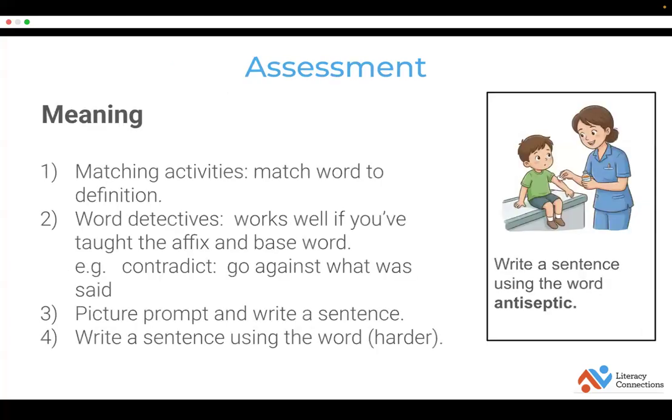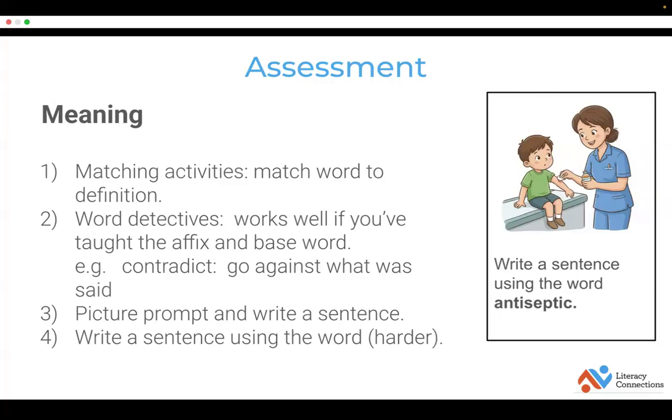And then a meaning assessment. These are similar exercises that would be within your lesson. So can you match a word to a definition? You can also look at word detectives to see if they can create the meaning based on what they already understand about the morpheme. So if they know contra means against, and they know dict means to say, even if they don't know the meaning of the word, can they use those morphemes to guide them to that meaning?